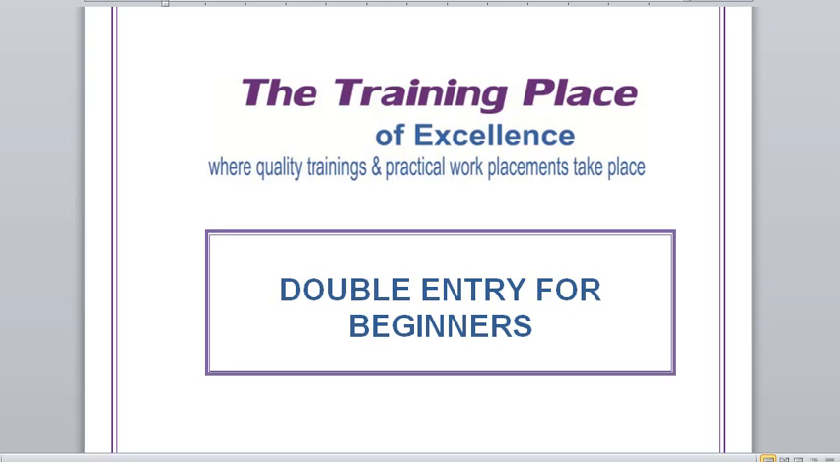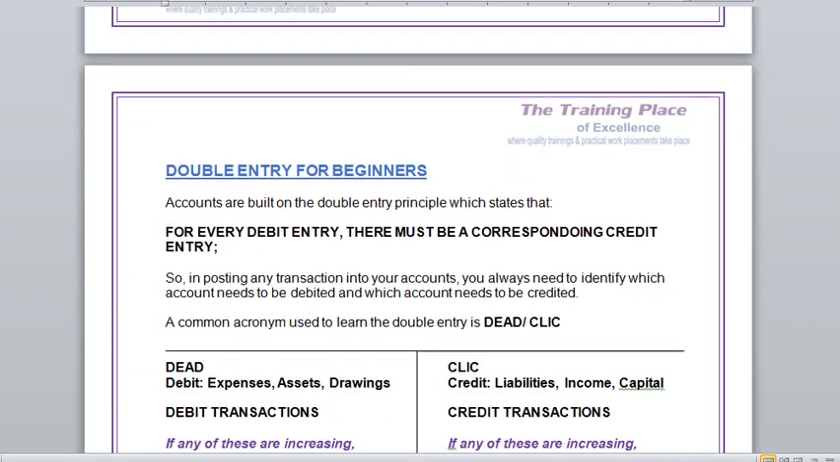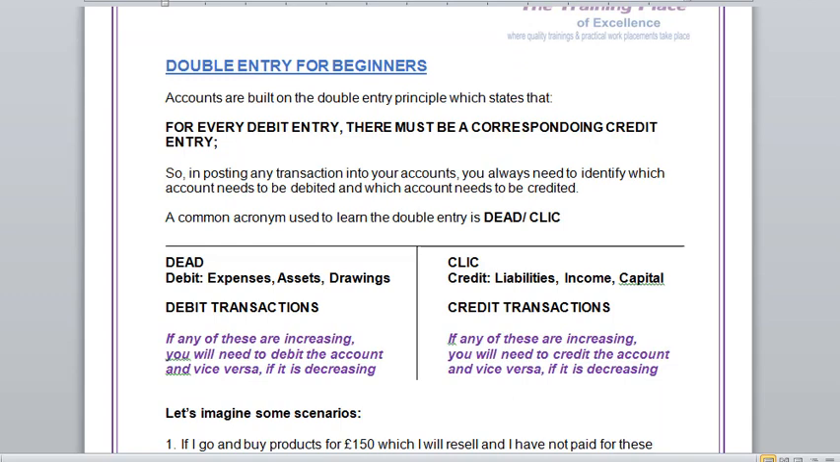Hello there. This is another recording and another teaching on double entry for beginners, one out of the few series that we are giving out on double entry for beginners, hopefully. Trying to give you an insight, the logic behind trying to understand the double entry principle: which account will I debit and which account will I credit.